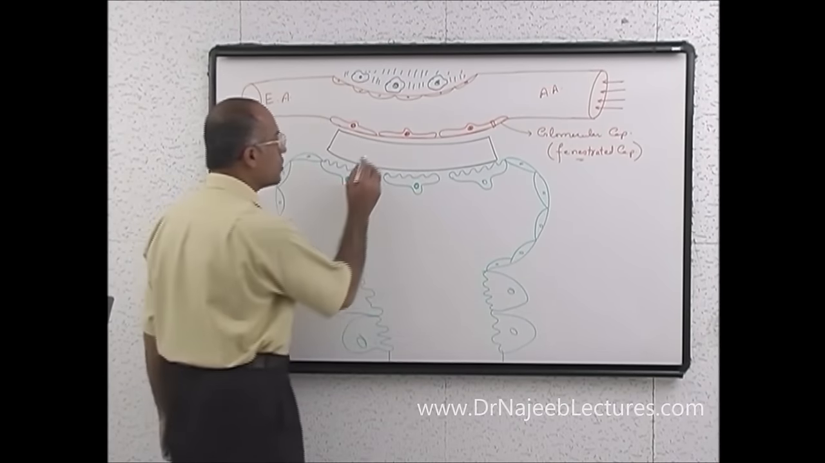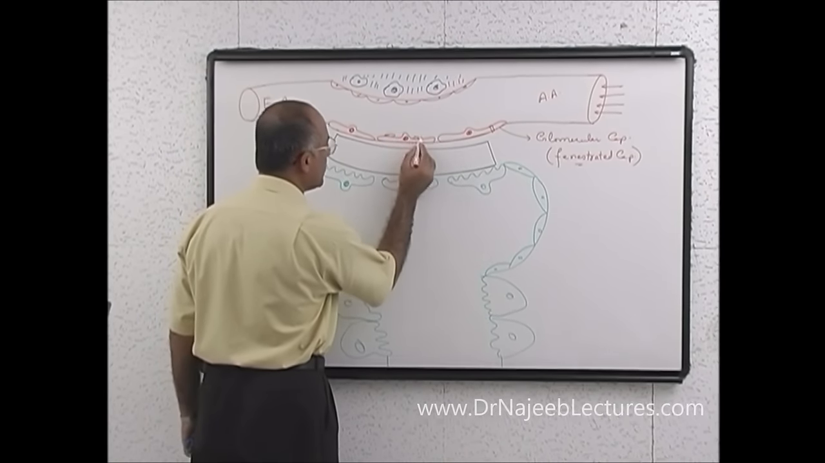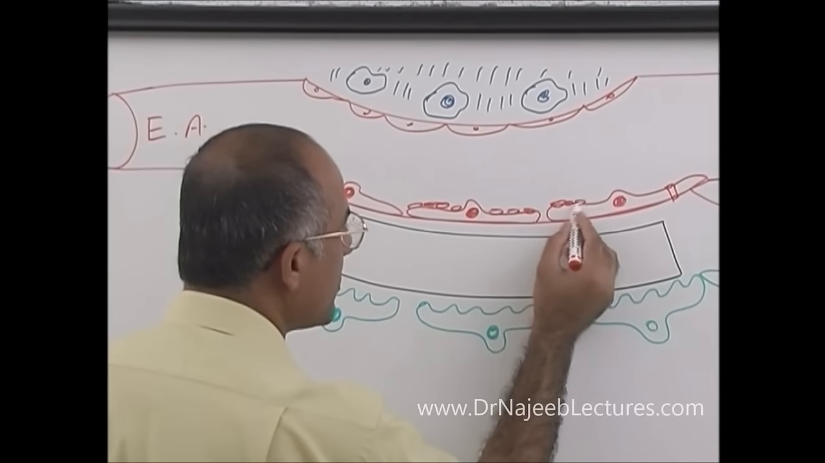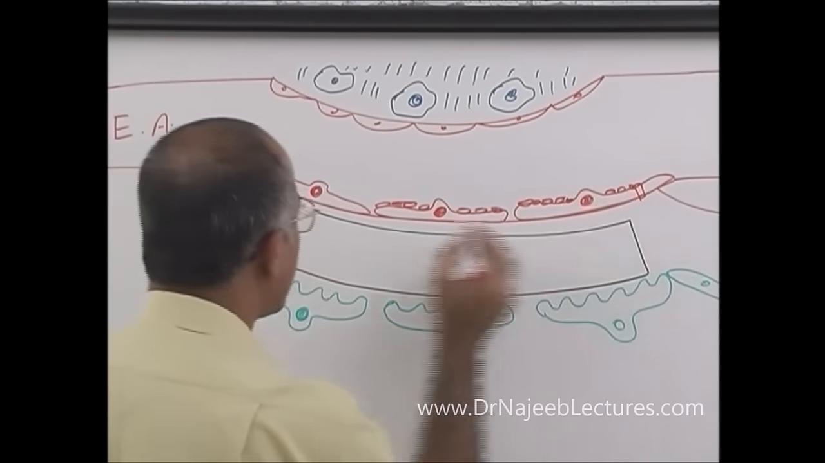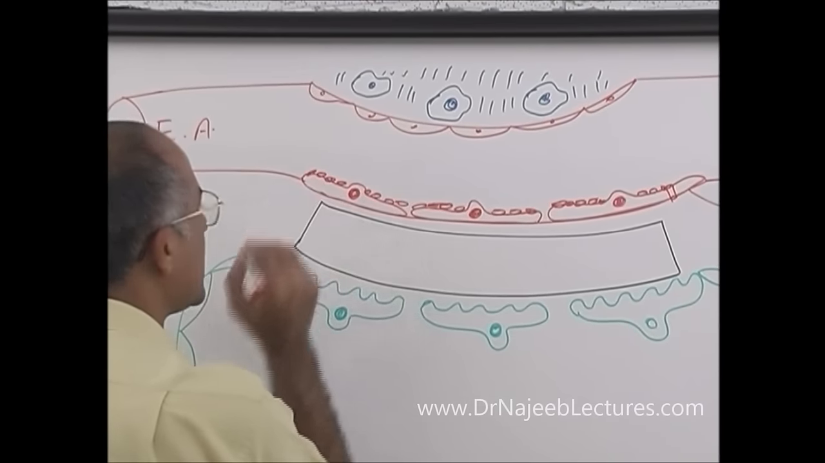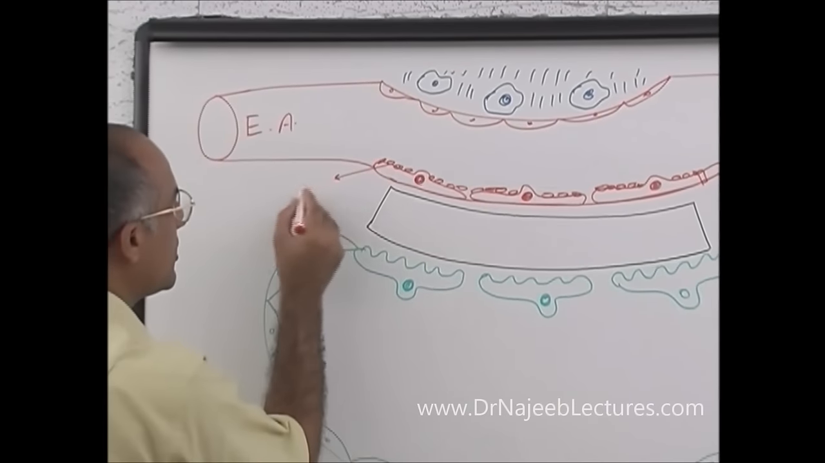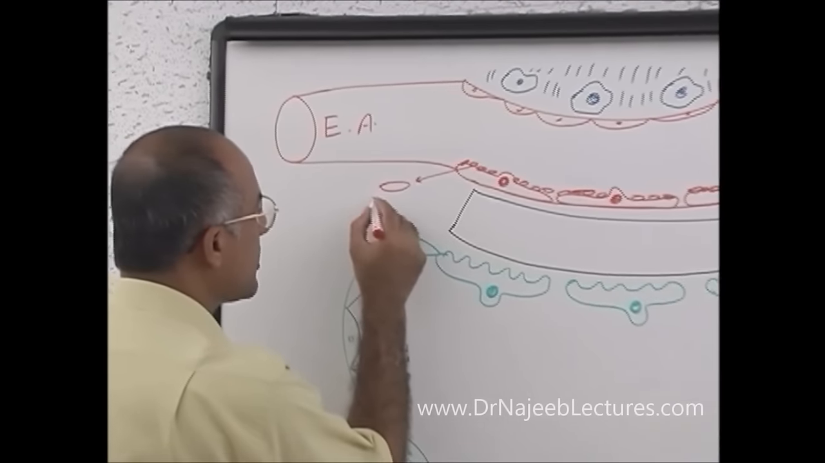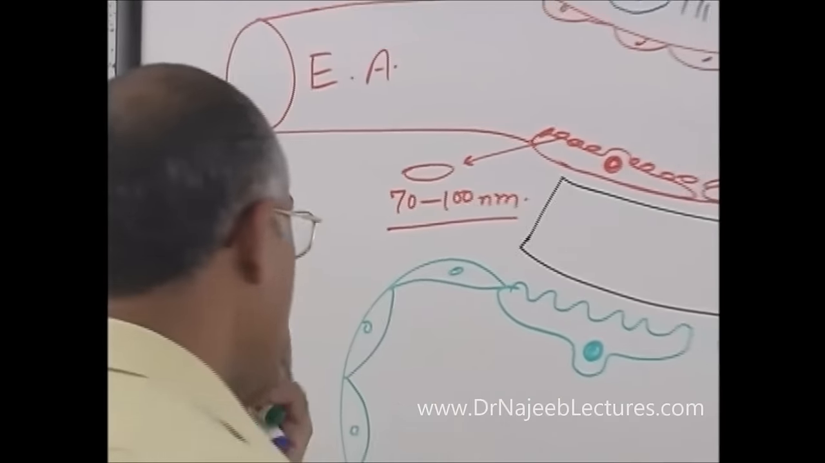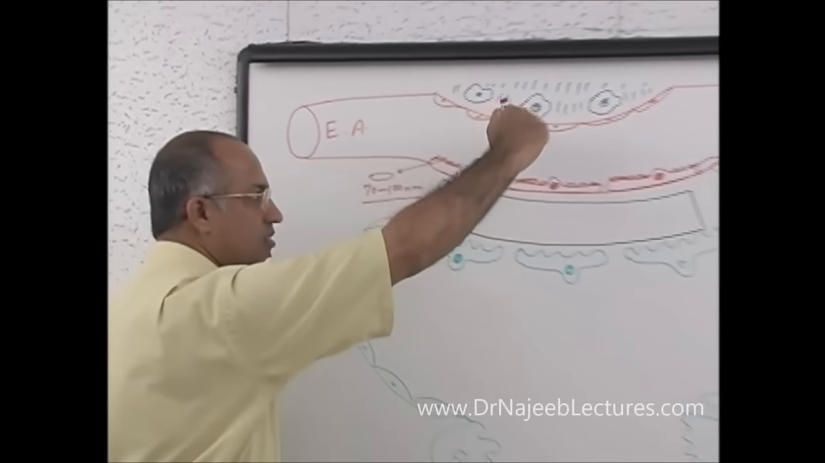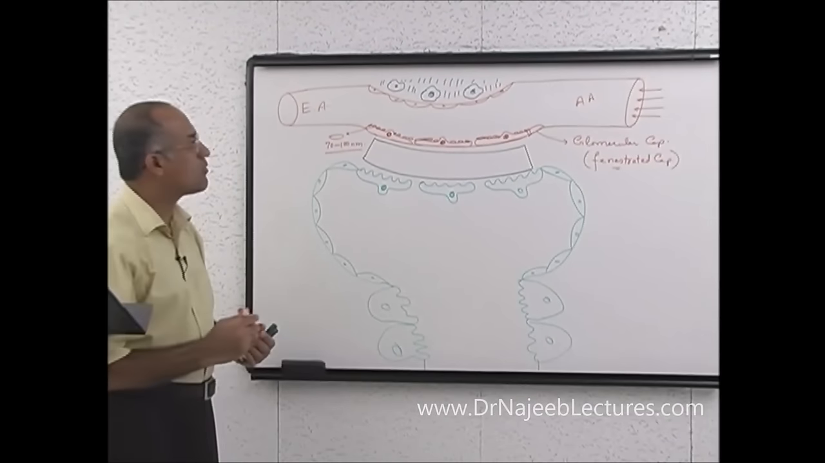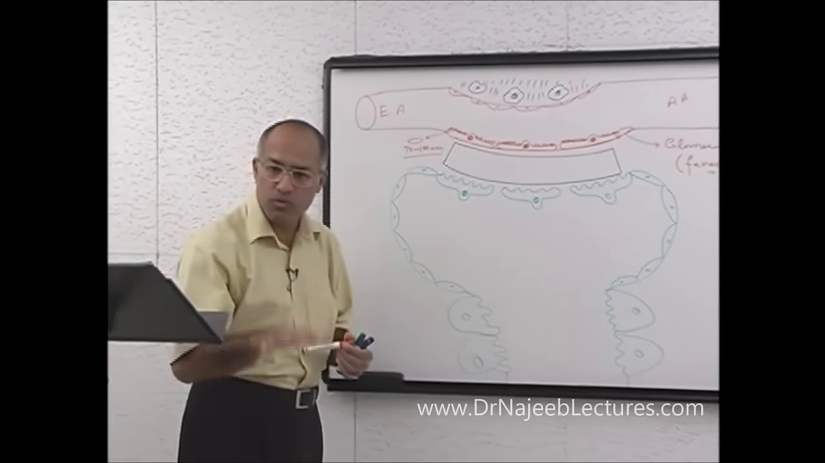Now, what is the size of these holes? These fenestrations, or holes, which are present in these cells, their size is approximately 70 to 100 nanometers. What is the size of this hole? This hole is 70 to 100 nanometers, right? Because this whole layer has to act as a filtration system. We should know that filtered material has to pass through these fenestrations.